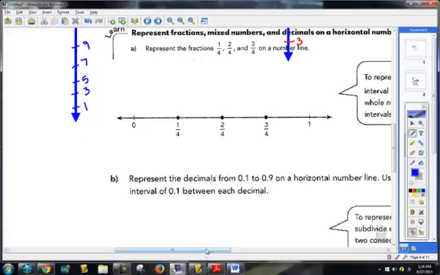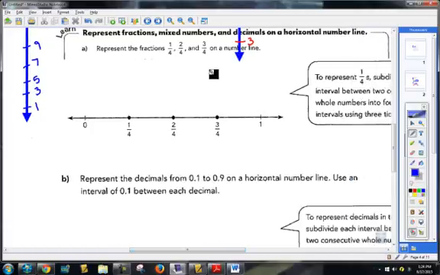This is maybe where it gets a little bit more tricky. Represent. Now we're going to start putting fractions. So we're going to represent the fractions 1/4, 2/4, 3/4. Hopefully you are all pretty aware that the fraction 2/4, if you simplify that, is 1/2.